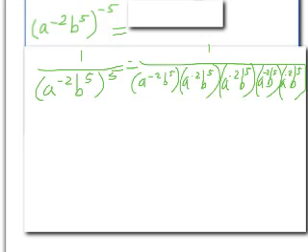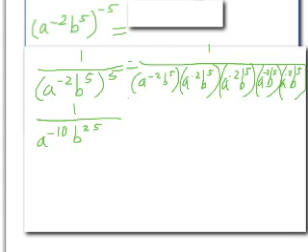Okay, good. All right, so now let's look at our a's. We've got 1, 2, 3, 4, 5 a's to the negative 2. So 5 times the negative 2 is a negative 10. So let's just rewrite it over here. 1 over a to the negative 10. And then we have b to the 5th, 1, 2, 3, 4, 5 times. So it would be b to the 25th.